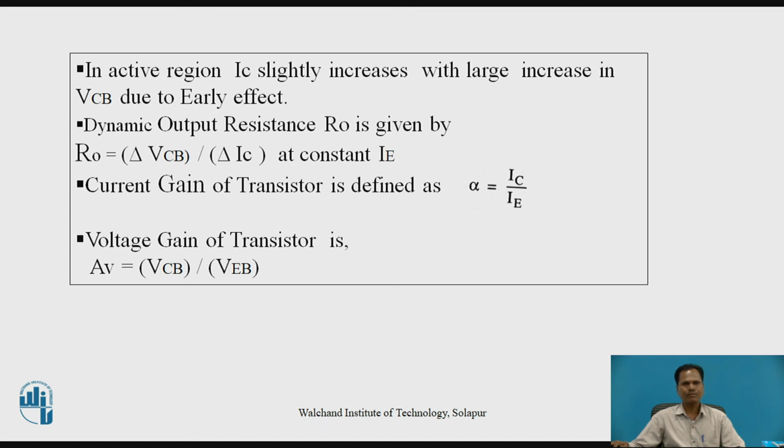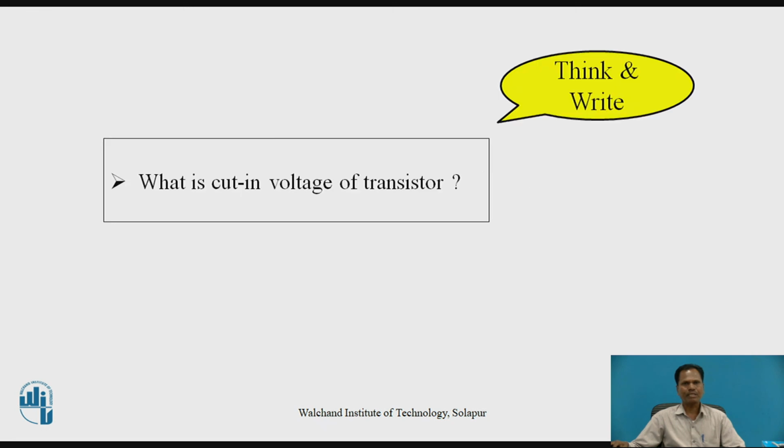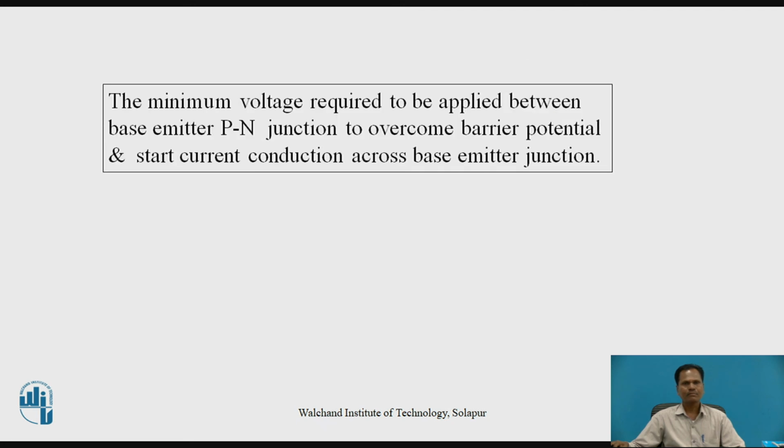The student can pause the video here and think over this question and try to answer it. What is the cut-in voltage of a transistor? The answer is the minimum voltage required to be applied across the base emitter junction of a transistor to overcome the barrier potential and start current conduction. To cancel out the barrier potential and start current conduction across the base emitter junction, the emitter current flows, and from the emitter current, the collector current as well as the base current flows.